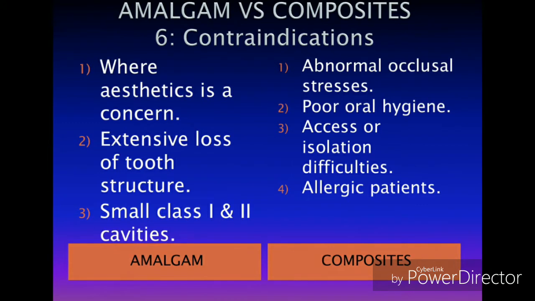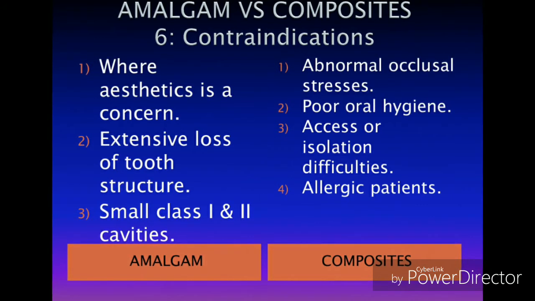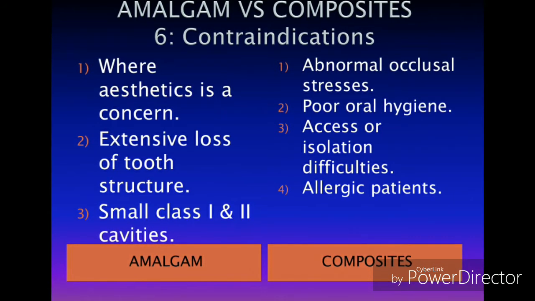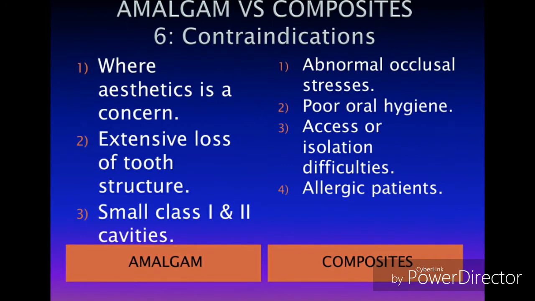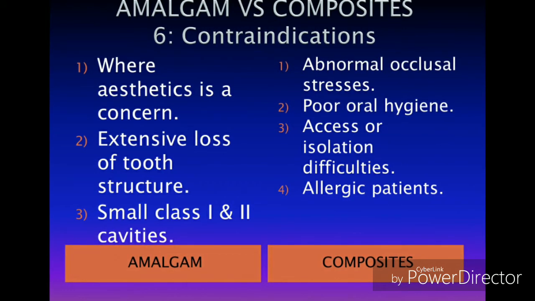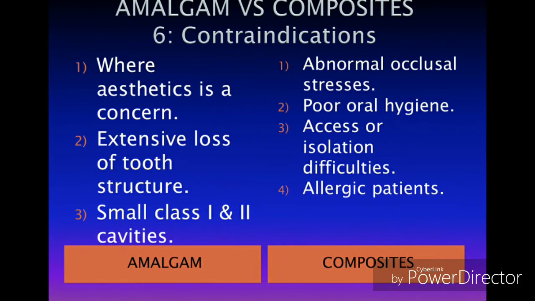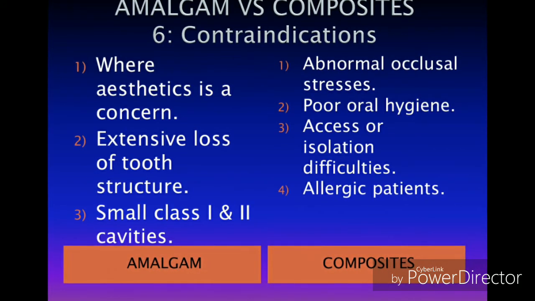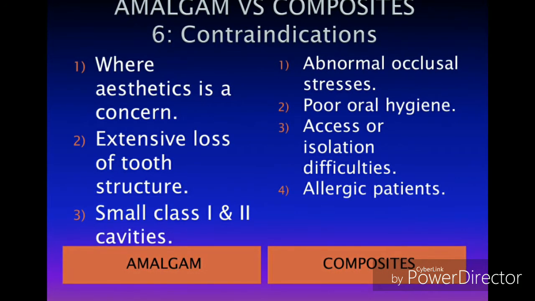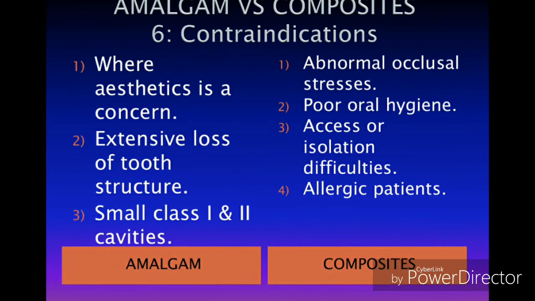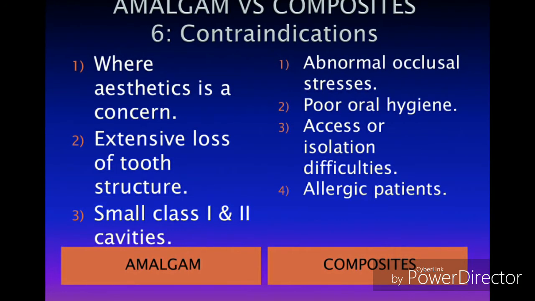Now let's talk about the contraindications of the dental composites. It is contraindicated in the abnormal occlusal stress areas. In case where the patient has a poor oral hygiene, dental composites are also contraindicated because due to the poor oral hygiene, the filling will discolor with time.